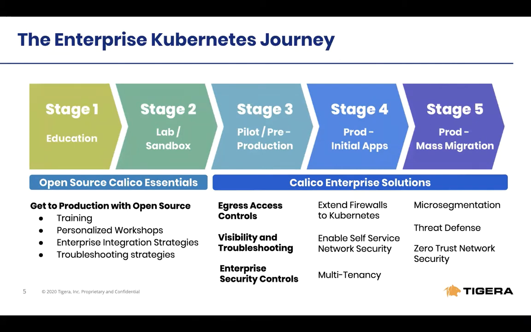Visibility and troubleshooting is pretty huge. Compared with Calico open source, one of the great benefits of Calico Enterprise is all the flow log data that has all of the Kubernetes context that you would need to help facilitate troubleshooting and understanding connectivity issues within your cluster. And then enterprise security controls, being able to take a lot of the things that maybe your security and compliance teams are already doing for traditional infrastructure and extend that to a Kubernetes platform.